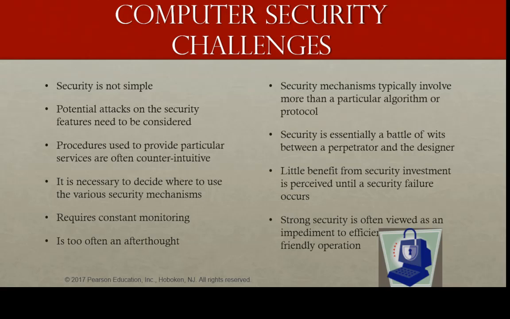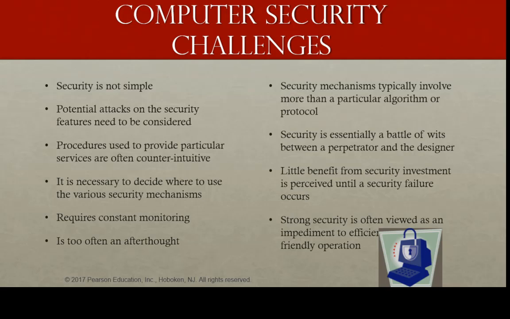5. Security mechanisms typically involve more than a particular algorithm or protocol. They also require that participants be in possession of some secret information, for example, an encryption key, which raises questions about the creation, distribution, and protection of that secret information.